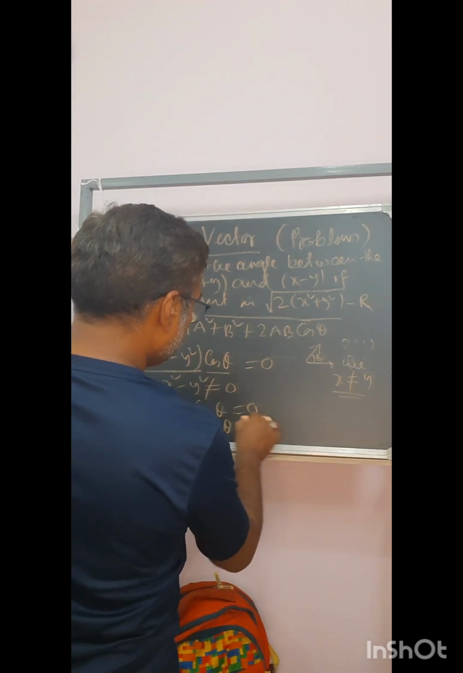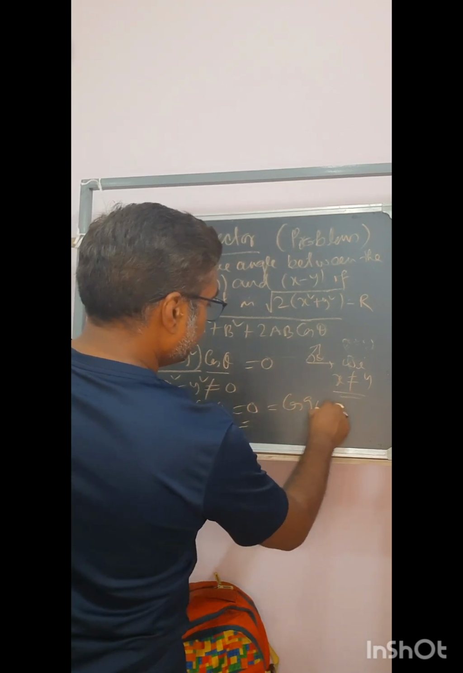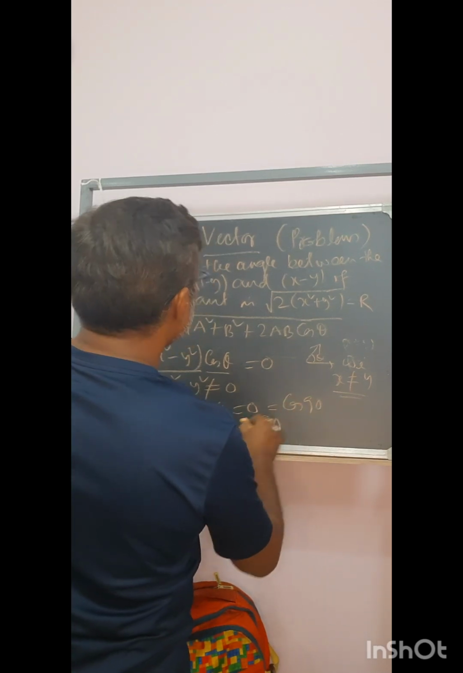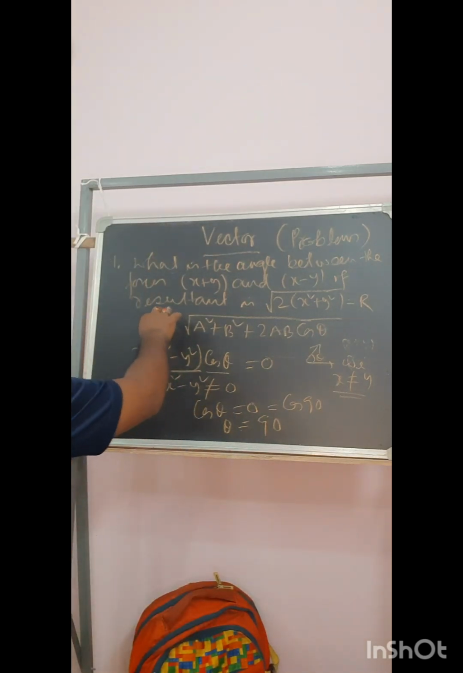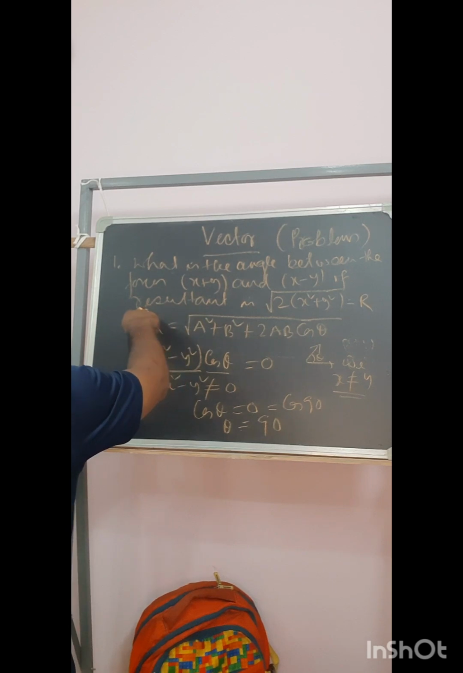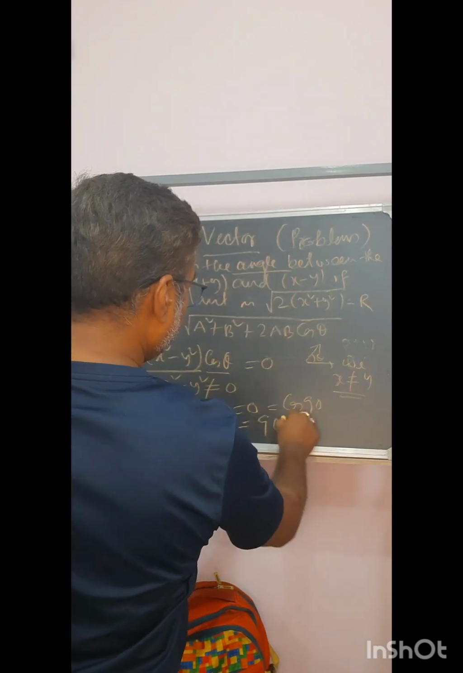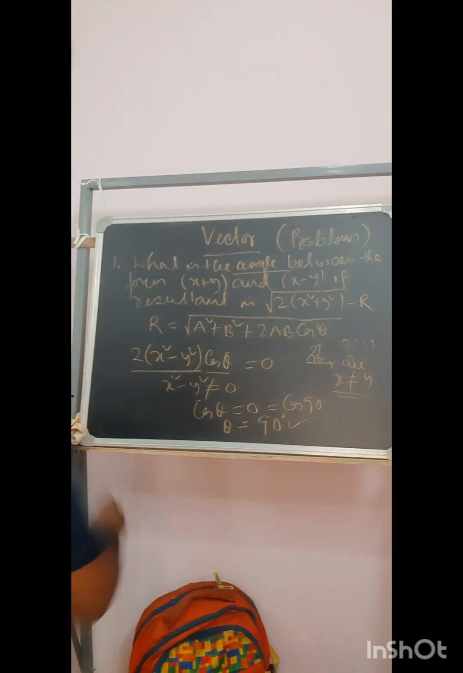So theta is equal to, for what value is cos equal to 0? That is cos of 90. So theta is equal to 90. This is the result and this is the final answer. What is asked here? The resultant, and what is the angle. So the angle is 90 degrees. Okay.